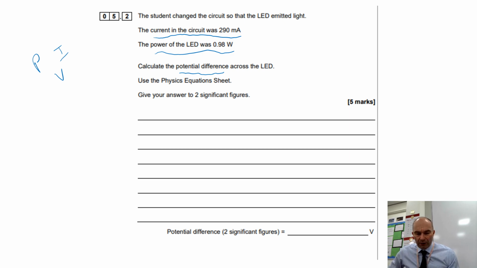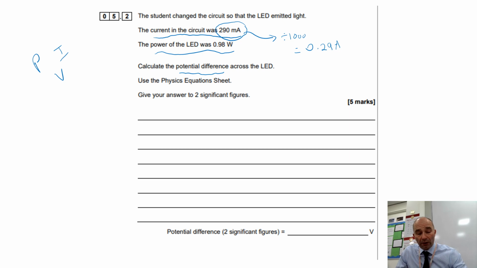Now there's a catch here, which hopefully you've realised straight away. Our current is given in milliamperes, 290 of them. We need to convert that into amperes, into our standard units. We do that by dividing by 1,000. So divide that by 1,000, and then we'll have our current, which is 0.29 amperes. At this point, we can now start substituting numbers into our formula.